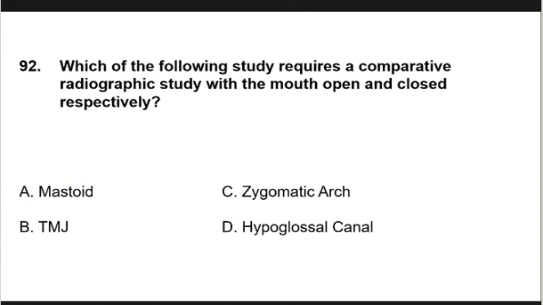Okay, next question. Which of the following studies requires a comparative radiographic study with the mouth open and closed, respectively? In other words, what is the comparative radiographic study wherein the mouth is open and closed? We have a procedure for the skull where we perform two exposures at the same time, two projections. One projection wherein the mouth is open and one projection wherein the mouth is closed, and that is the temporomandibular joint.